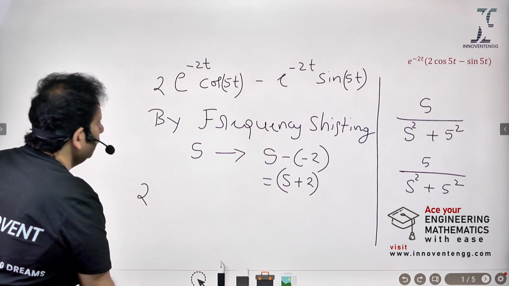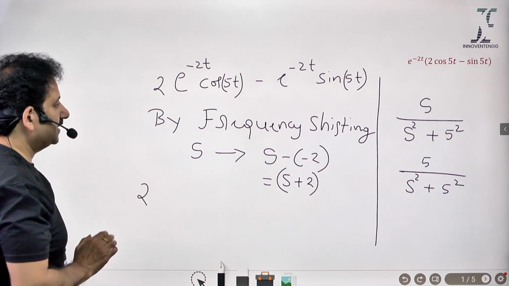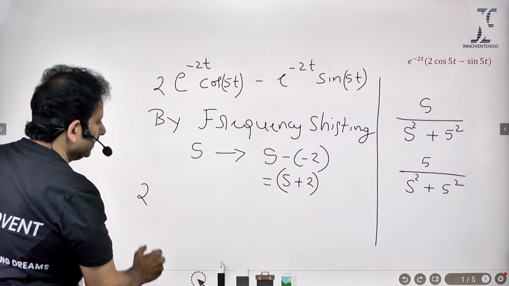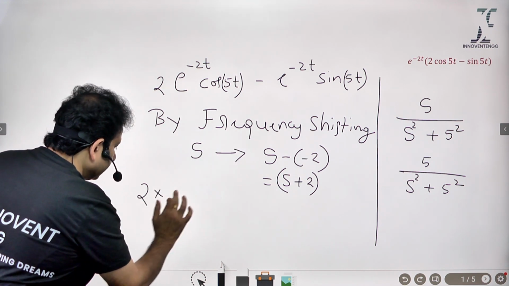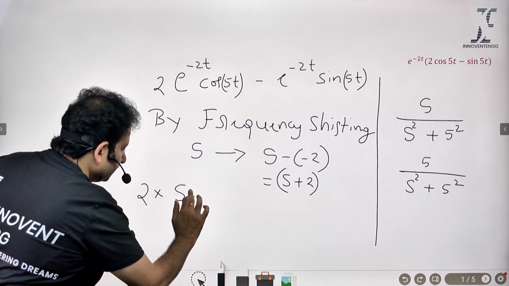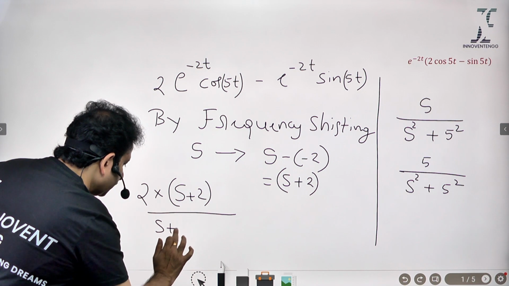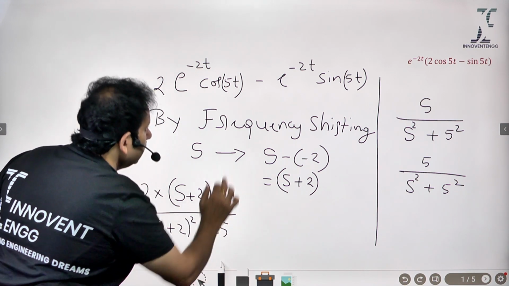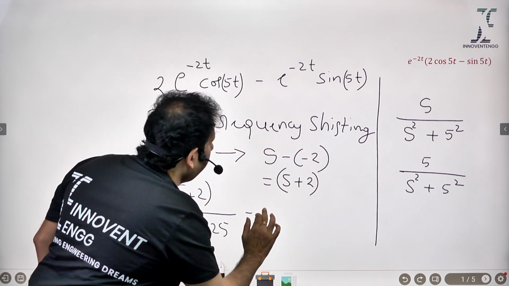It's going to be 2 as it is. Any constant should be kept as it is. And then e power minus 2t cos 5t is nothing but 2 into... So now that is going to be s is going to be replaced by s plus 2. And denominator also s is going to be replaced by s plus 2 squared plus 25 and minus sign as it is. And here it is just 5.